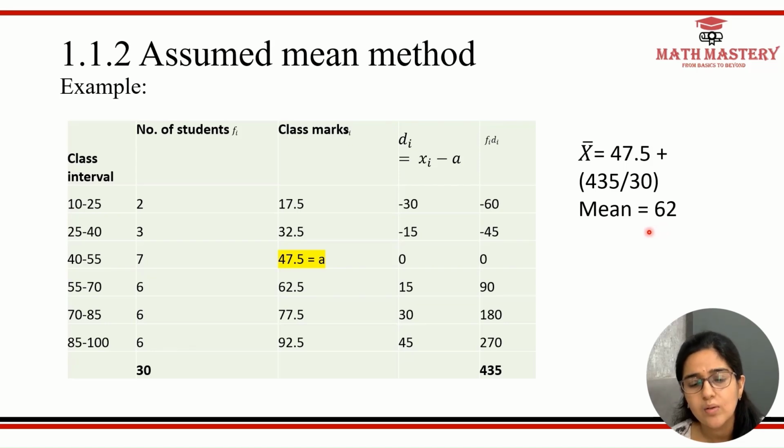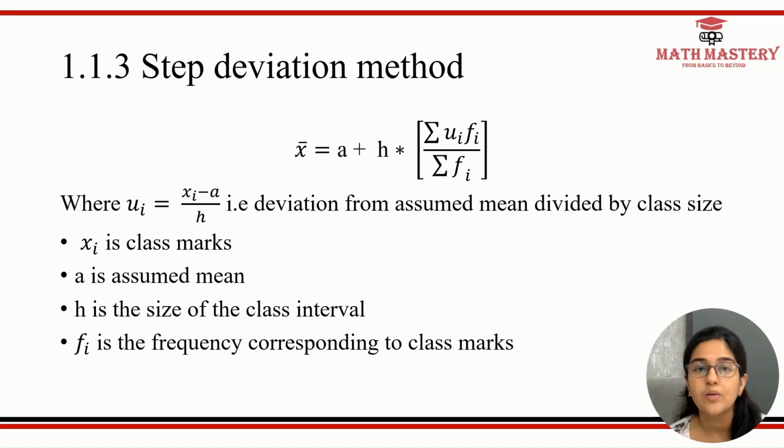The method to calculate this is a bit different and easier. So with this, I move to the third method of calculating mean. The third method of calculating mean is step deviation method. So in step deviation method, the formula is x bar is equal to a plus h multiplied by summation ui fi divided by summation fi.